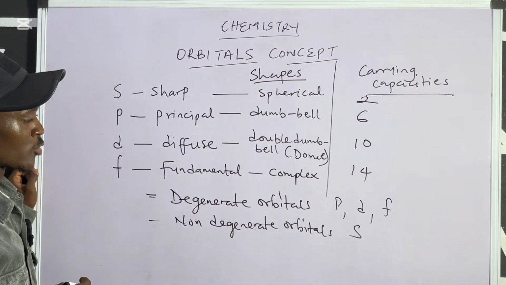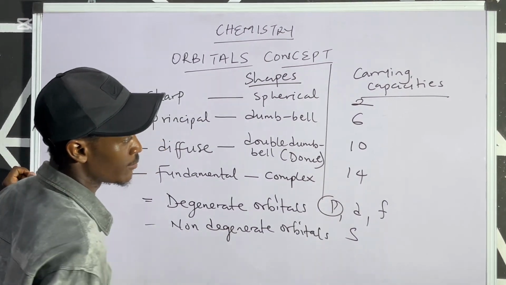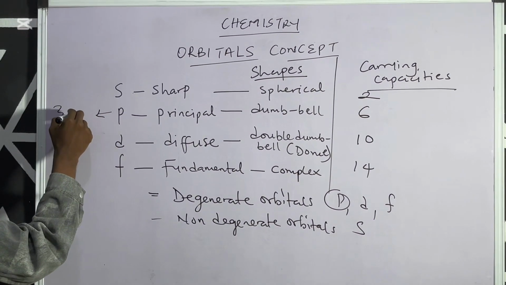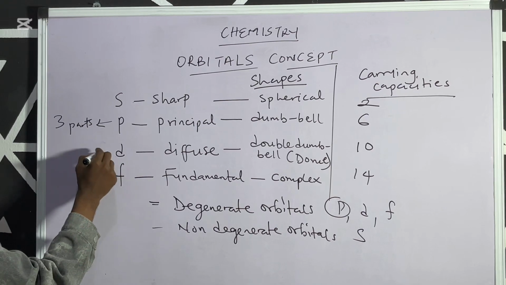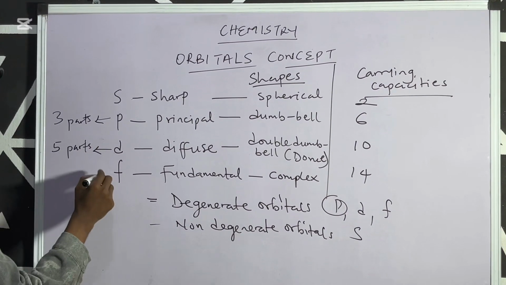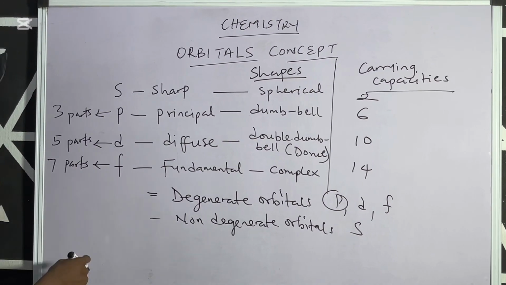All right. So the thing is this: how many parts can you split your p orbital into? Of course, the p orbital can be split into 3 parts. Now the d orbital can be split into 5 parts, and the f can be split into 7 parts. All right. How did I get all this?